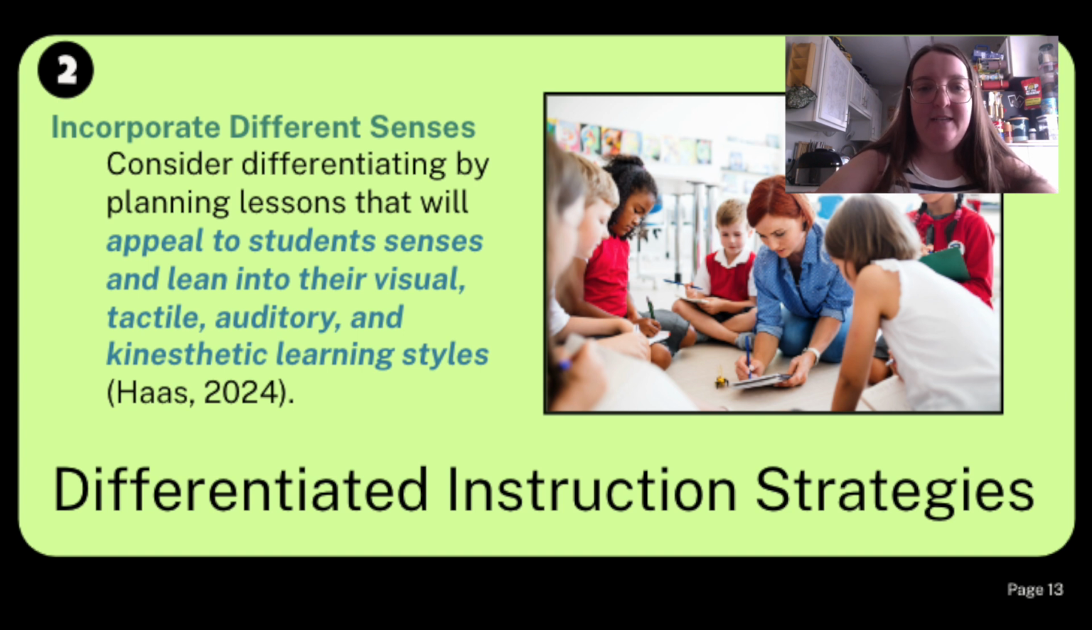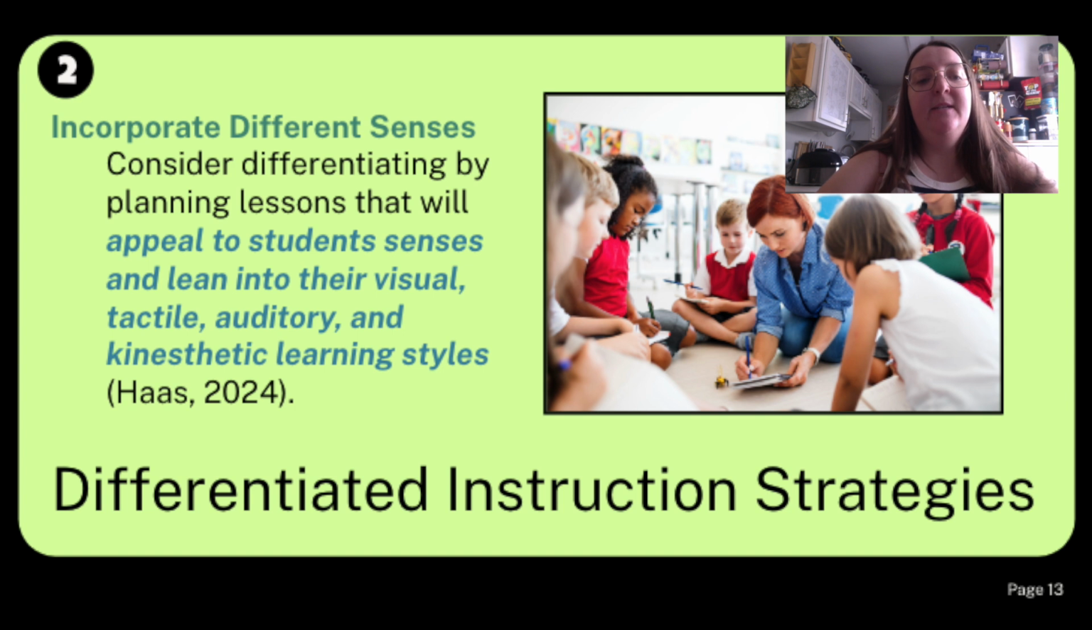Incorporating different senses is not as challenging as we might think it is sometimes, so considering differentiation by planning lessons that will appeal to the students' senses, leaning on their visual, tactile, auditory, kinesthetic learning styles. So this is just trying to break away from that general paper pencil style. As often as we can, we want to incorporate movement, whether that is having them move from sides of the room, making groups with their peers as movement, acting out performances to move their bodies.